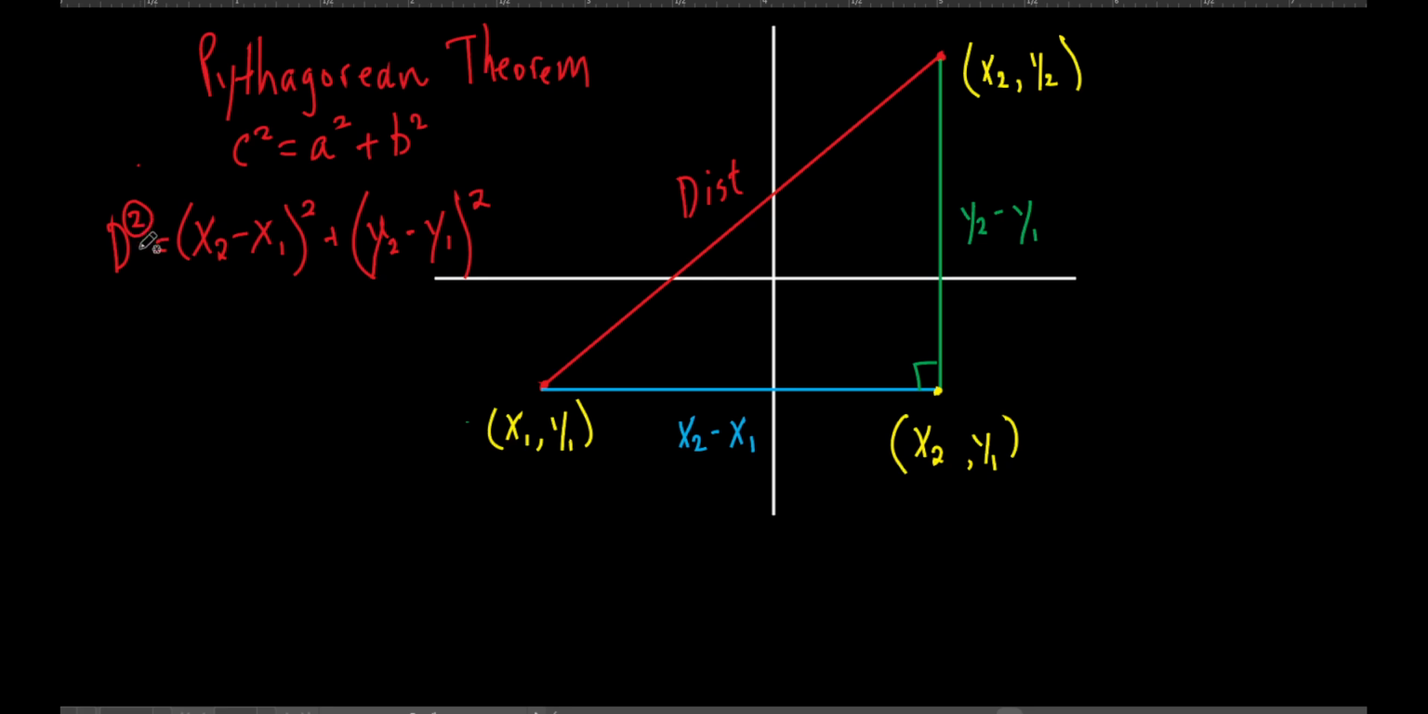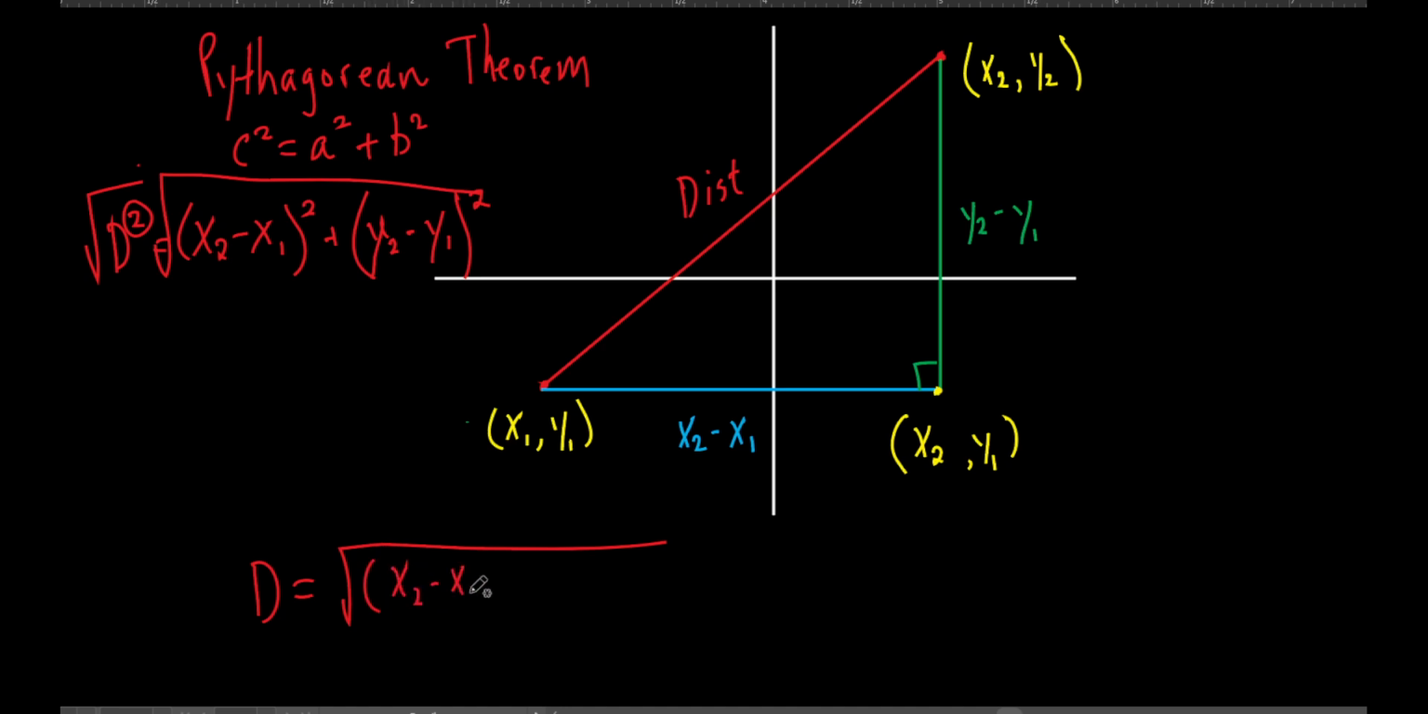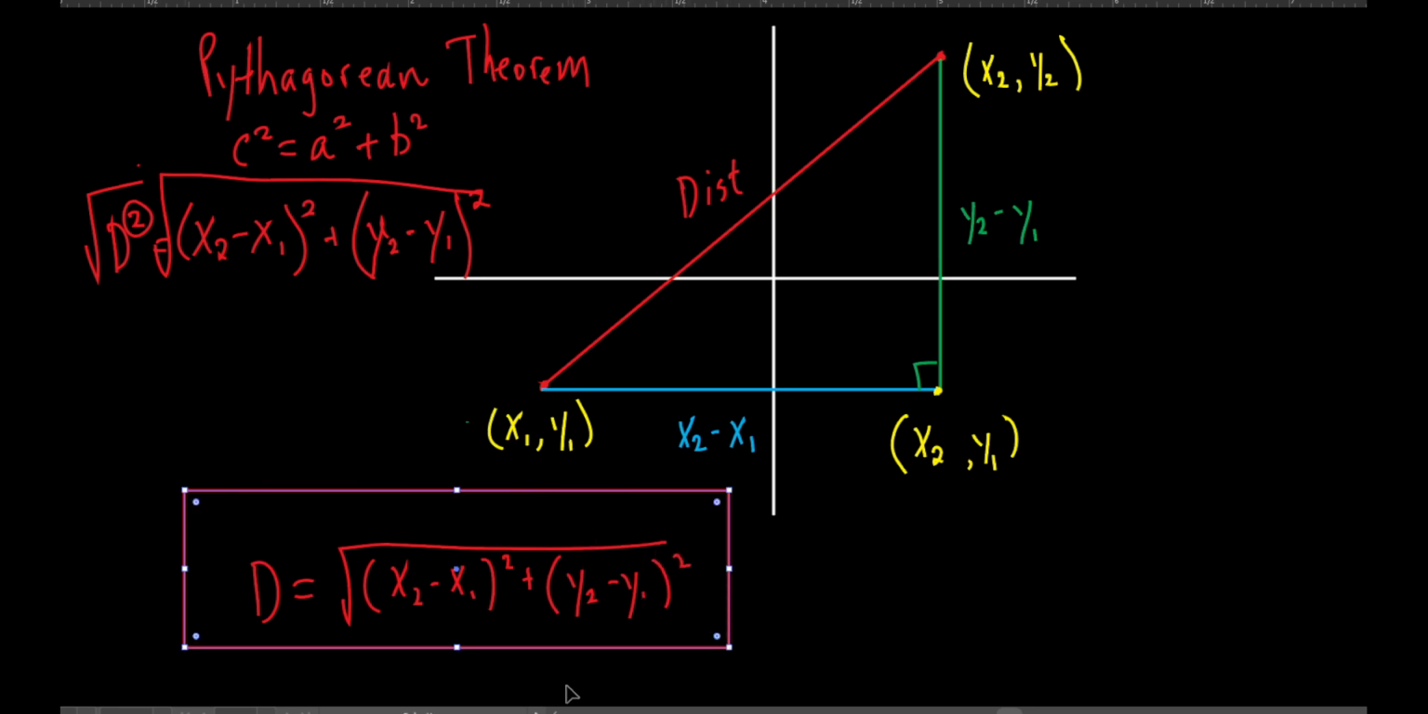Now let's look at this. I don't want to write this as d squared equals something. I want d, I want distance, by itself. So how do I get rid of that squared? Square root. That's right. If I square root this side, I have to square root the other side. So a big old square root, and then what do we put in here? x2 minus x1 squared plus y2 minus y1 squared. And that right there is your distance formula. That's right.